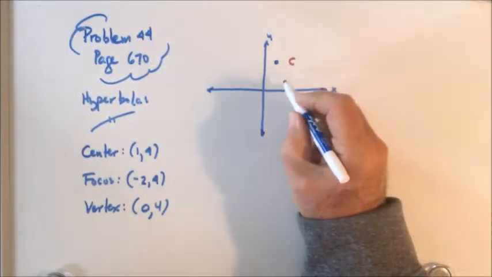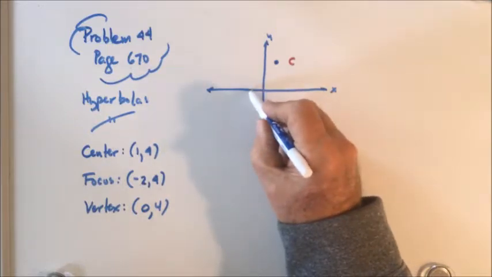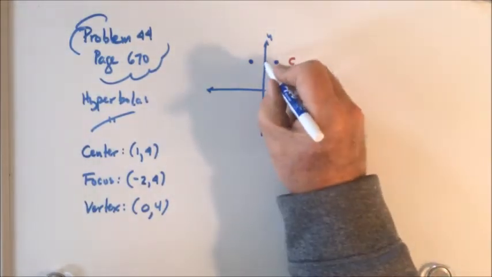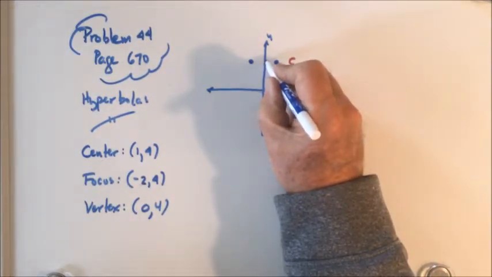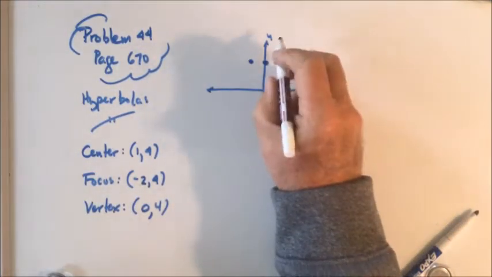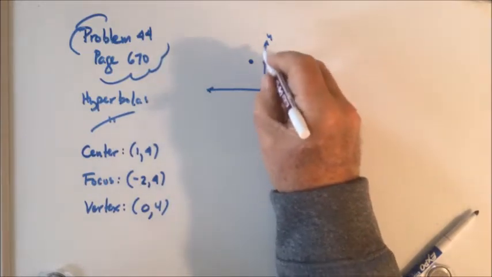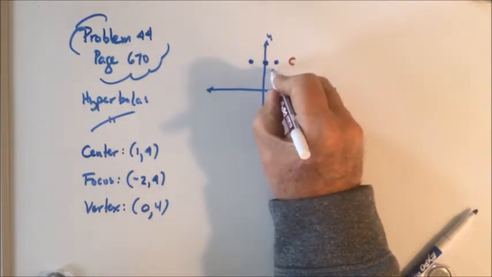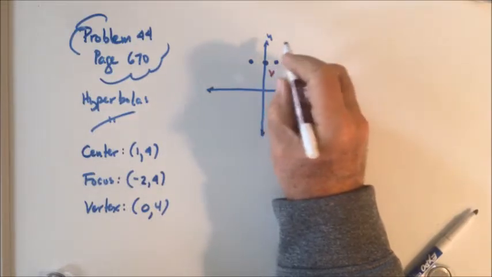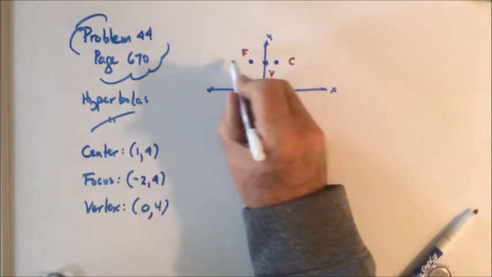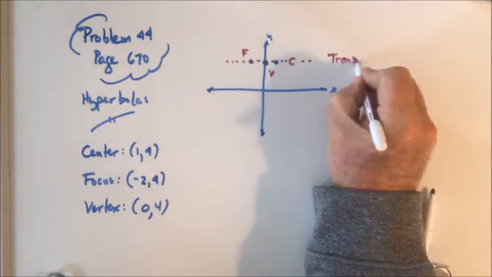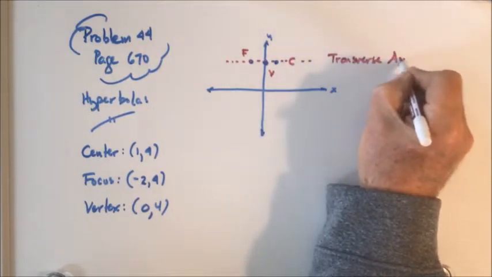Let's try it again. Here's the focus at -2, 4, same height. Okay, that's a focus. And I got a vertex at 0, 4. Okay, there it is right there. So there's a vertex. How are we going to draw this thing? Trying to stay out of my own way here. This is a center, this is a vertex, and here's the focus right here. They're all on this line, and remember that line is called the transverse axis.